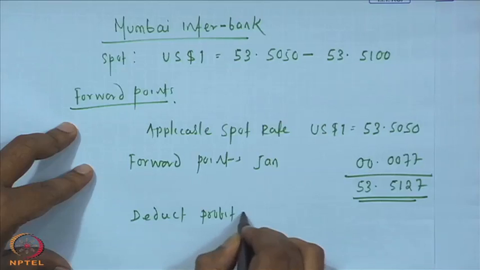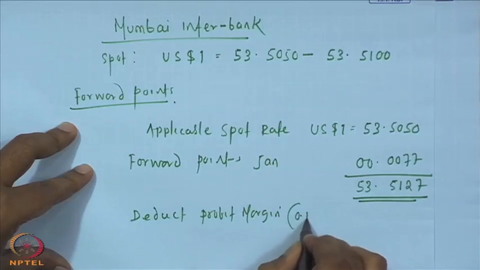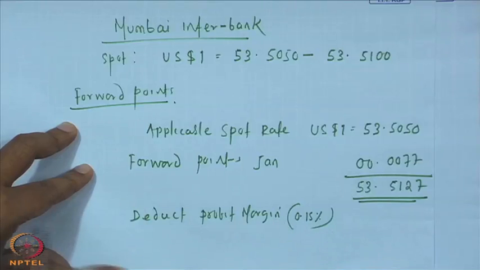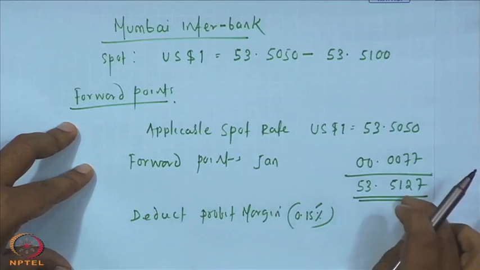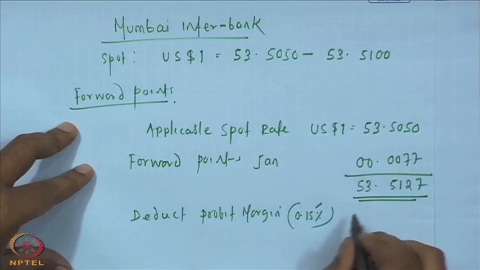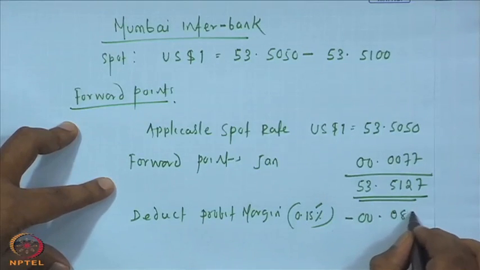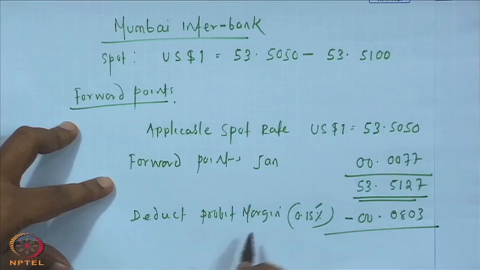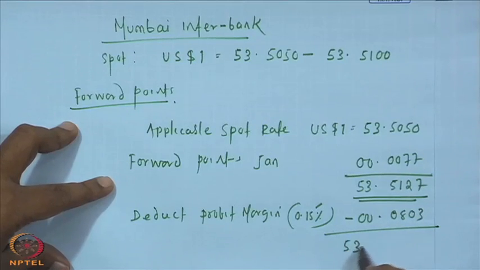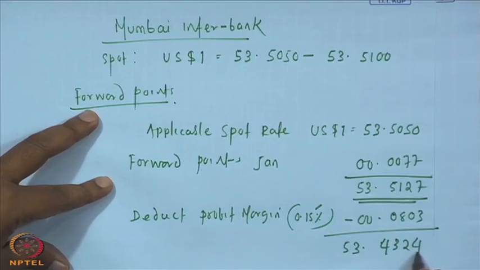How much is the profit margin here? Profit margin is 0.15 percentage. You deduct 0.15 percentage of this from here. So, how much is coming here? 0.0803. Now, the rest that is coming after deducting is 53.4324.